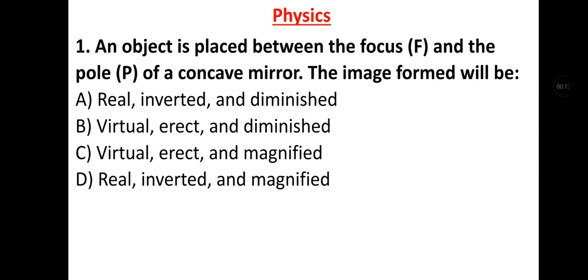Physics. Question number 1. An object is placed between the focus and the pole of a concave mirror. The image formed will be. Guess the answer. If you want more time, please pause the video to answer. The answer is virtual, erect and magnified.